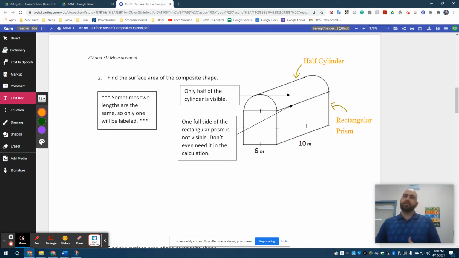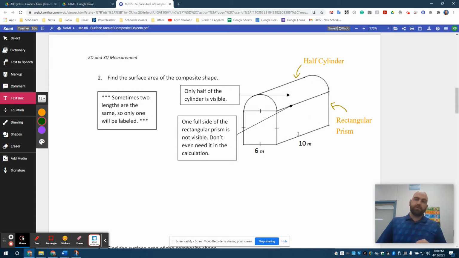We have a rectangular prism on the bottom, so a half cylinder has been placed on top of the rectangular prism. Now, what you'll notice here, again, with this half cylinder, we only need to find half of the cylinder. So that's pretty important to know. When we solve for that one, I'll start off with that one a little later. We need to only find half the cylinder.